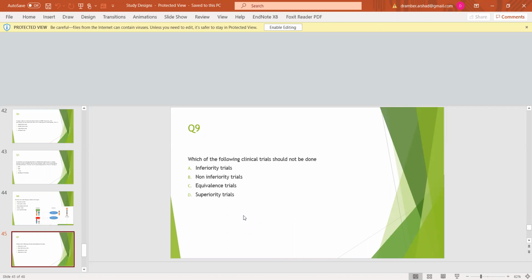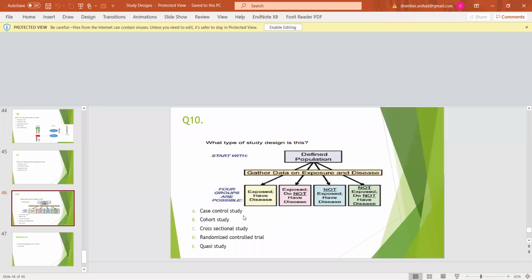Which of the following clinical trials should not be done? B. With clinical trials, if we are doing a new treatment, we do not want it to be inferior to the competition. An inferiority trial should not be done. Non-inferiority or equivalence trials can be done, where the results are the same, but the cost of the intervention is cheaper. So non-inferiority or equivalence trials can be done, and superiority trials are also done.